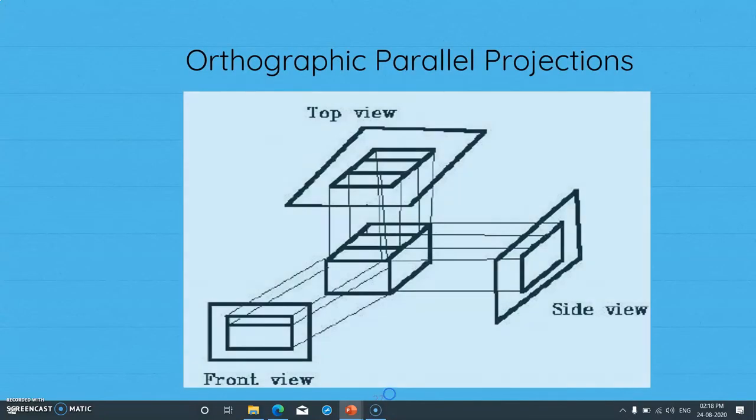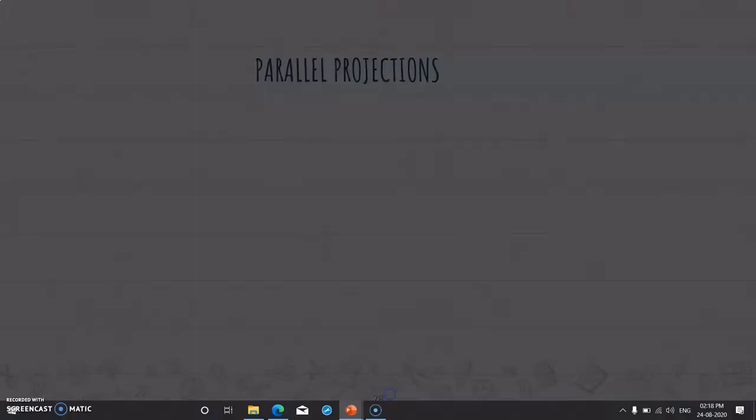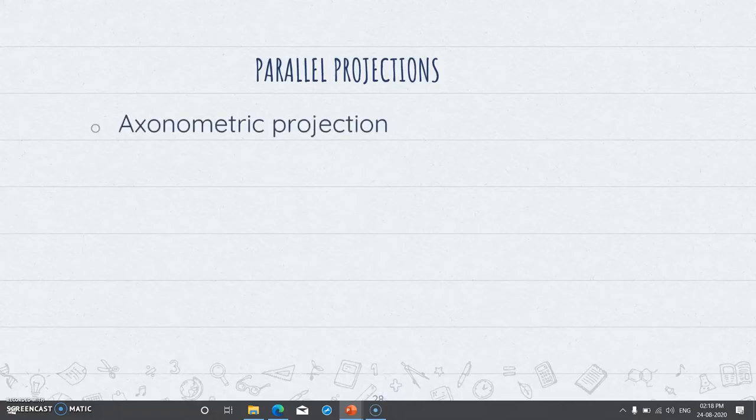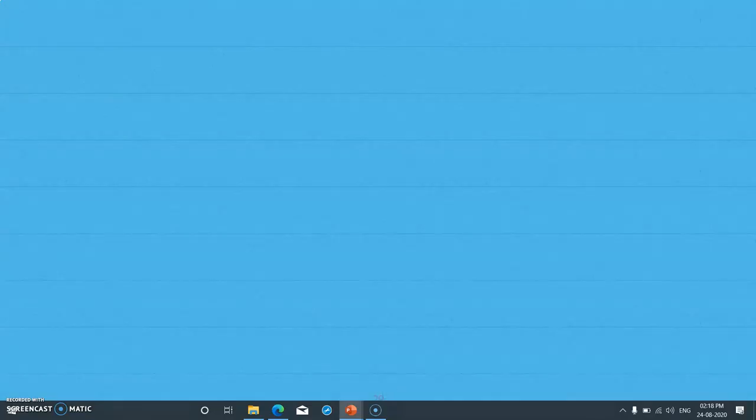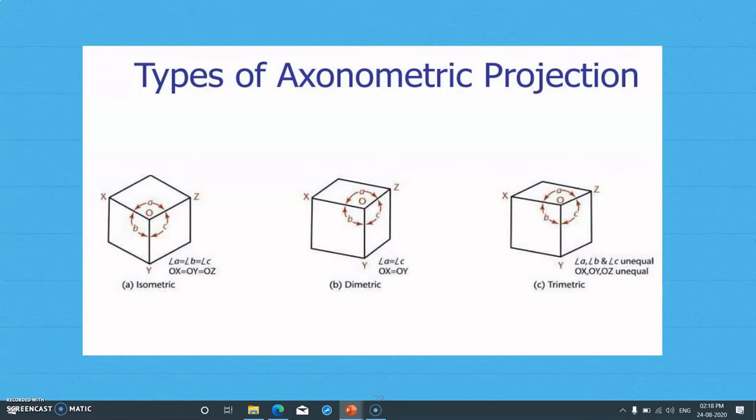Let's see the figure. This is orthographic parallel projection. We can see the front view, side view and the top view as elevations in the form of engineering drawings. Then we have axonometric projection. It overcomes the limitation of orthographic projection, which is unable to illustrate the 3D shape of an object. Here the projection plane is not normal to the axis and therefore shows several faces of an object at once. These are the types of axonometric projections which are available.